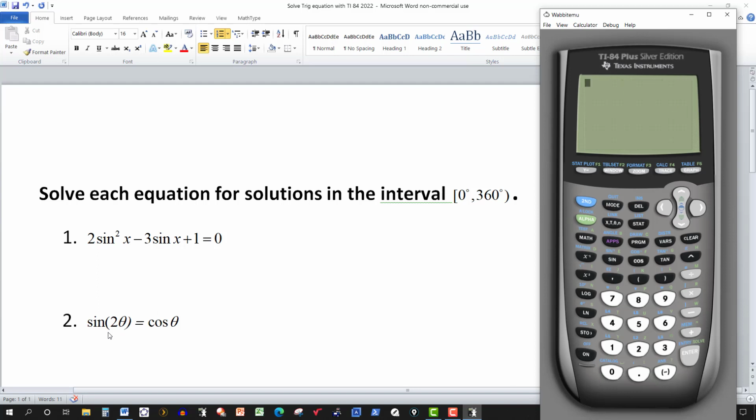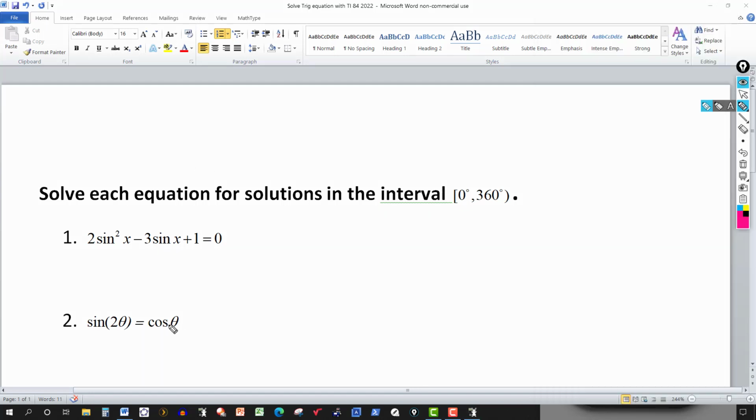Now the next one is sine 2 theta is equal to cosine theta. So in this case, since the right side is not 0, you should rewrite this as sine 2 theta, and bring the cosine over. This will be 0. So basically you get to graph this expression here. So this will be your y1 or y2, whatever the calculator calls it. It did 1, so this would be y2. So this is what you would enter in your graphing screen.